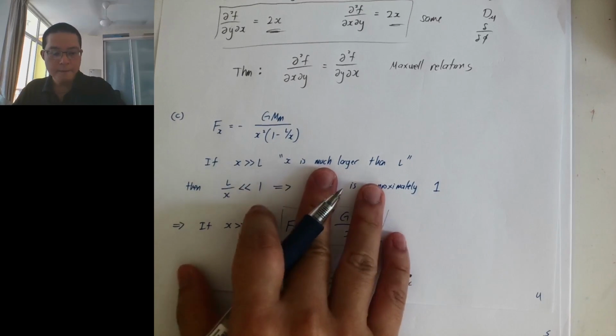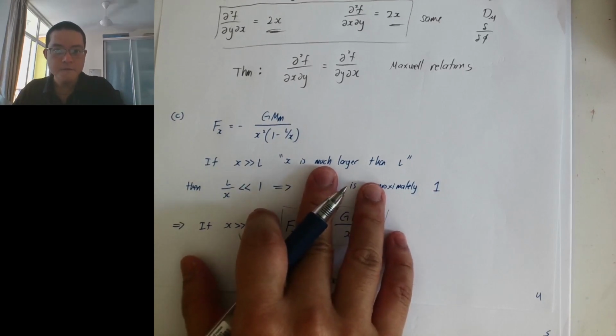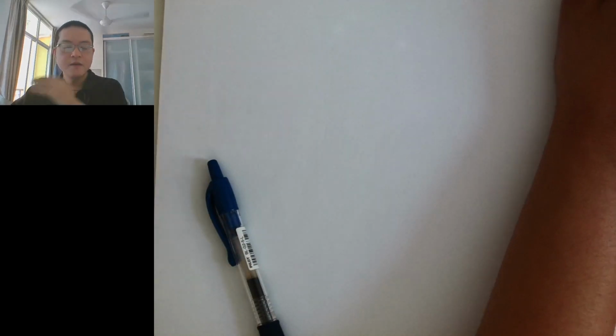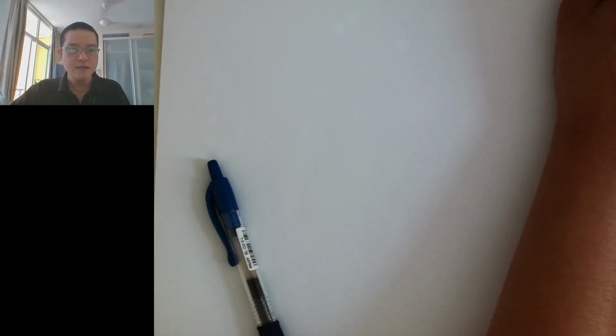Any question? What time is it now? So now, if there's no question, let's go on to the next example, which is the gravity due to a uniform ring.